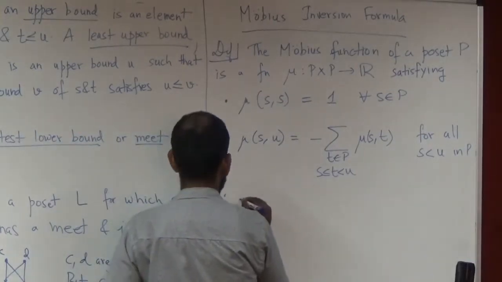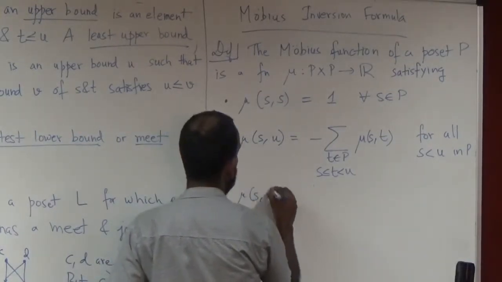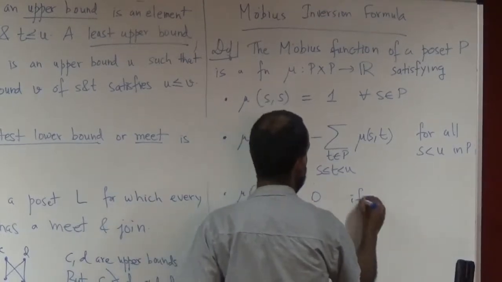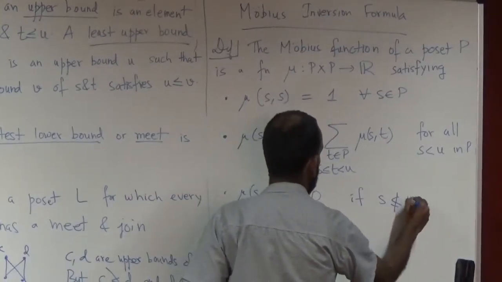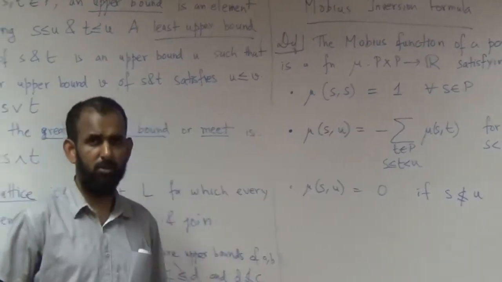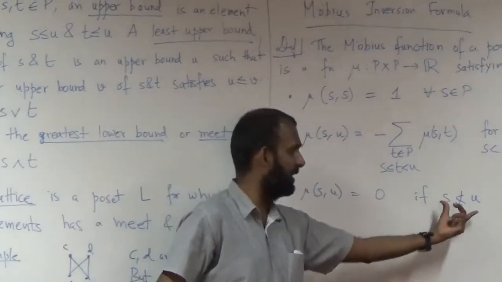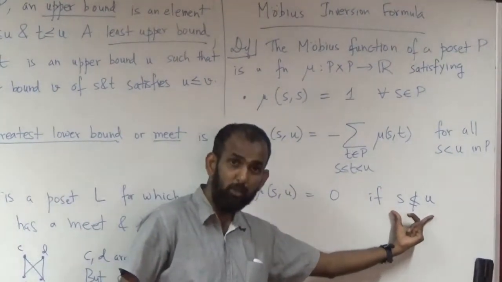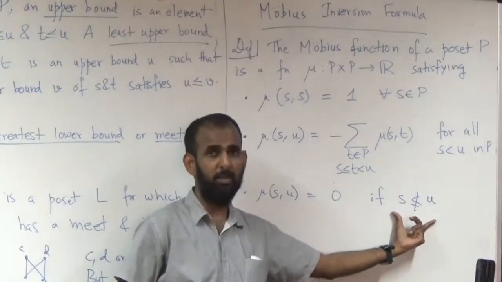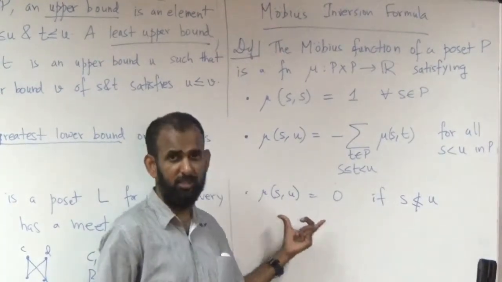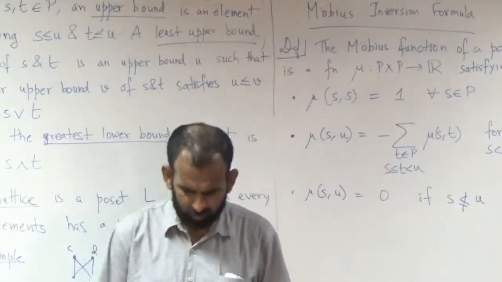And mu of S,U is equal to 0 if S is not less than or equal to U. This can happen in two ways. Either S is greater than U or S and U are incomparable. In either case, we do not define this. Okay?